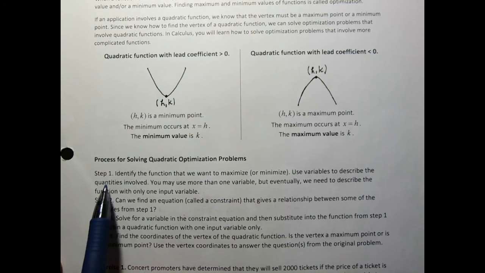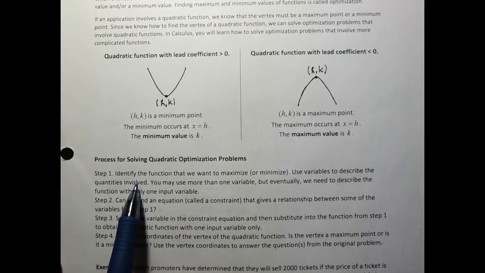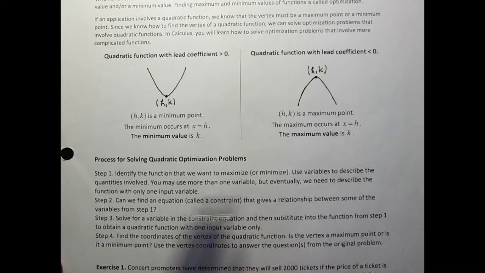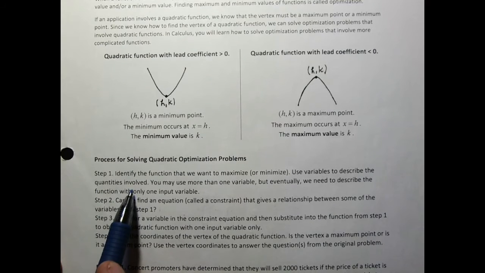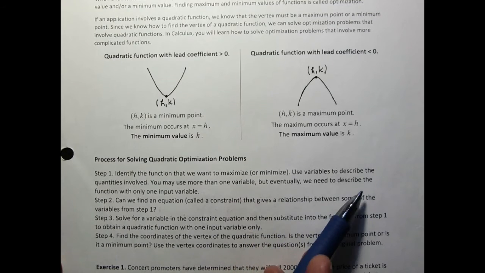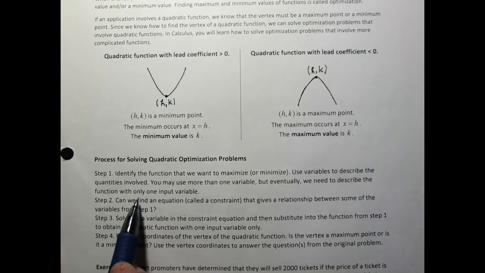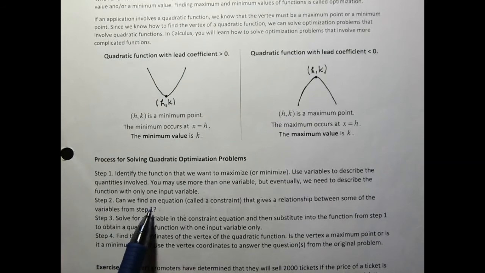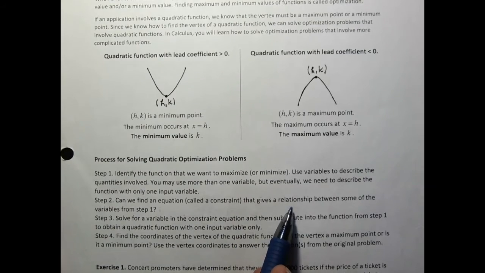Step 1 will always involve: identify the function that we want to maximize or minimize. Use variables to describe the quantities involved. You may use more than one variable, but eventually we need to describe the function with only one input variable. And that's really the challenge where all the work's going to be. Step 2: can we find an equation, called a constraint, that gives a relationship between some of the variables from step 1? And we'll see how that works in the examples.